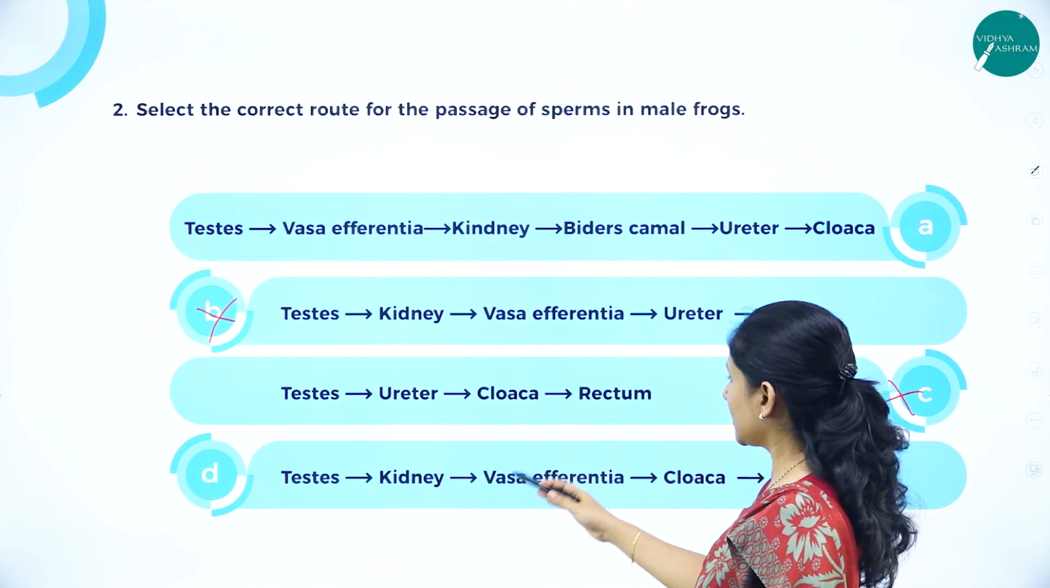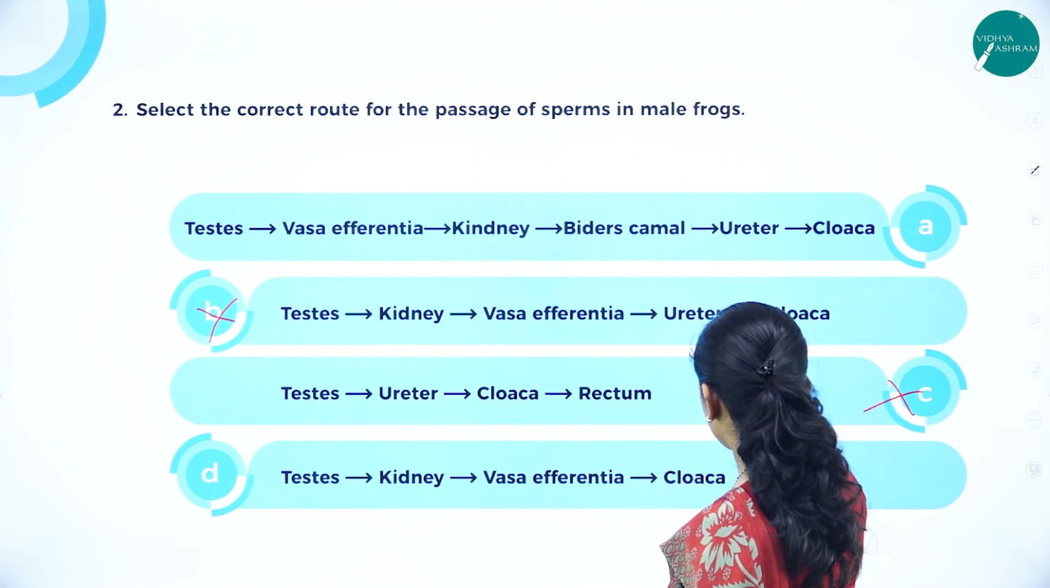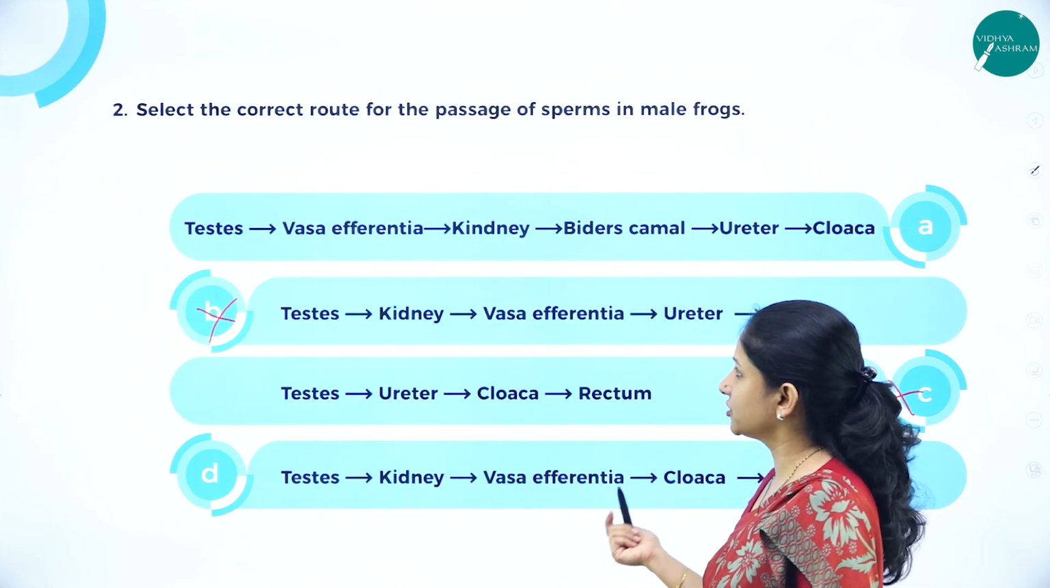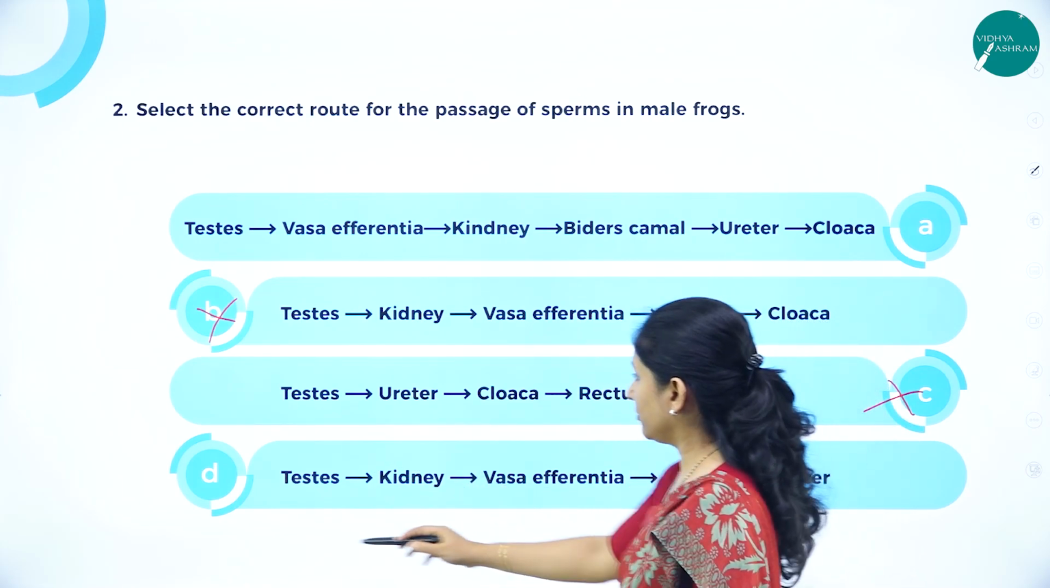Next, testis, kidney, vasa efferentia, cloaca, ureter. Again here, from the testis directly to the kidney, it's not possible. So this option can be eliminated.